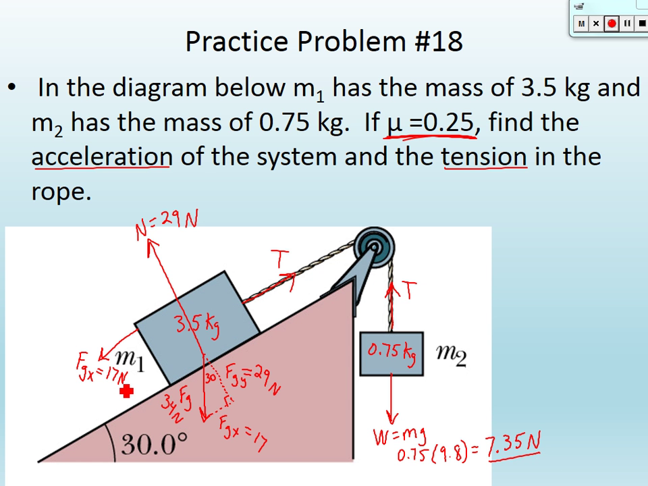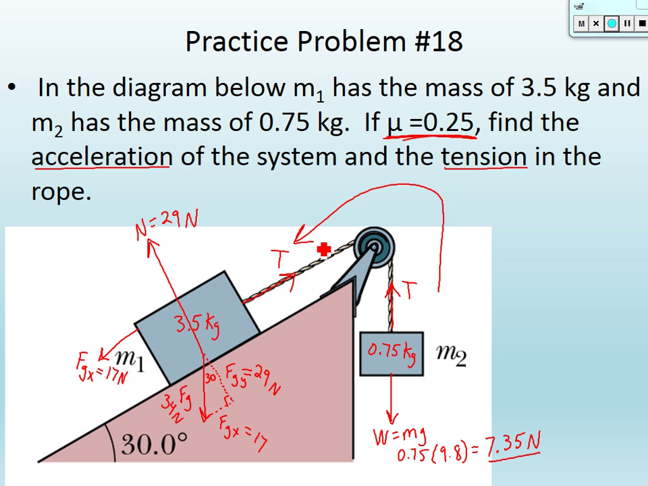There's a net force, and it looks like the FGX of M1 is greater than the weight of M2. So we know that this system is going to move this way now. So it's going to come up and then down the ramp.